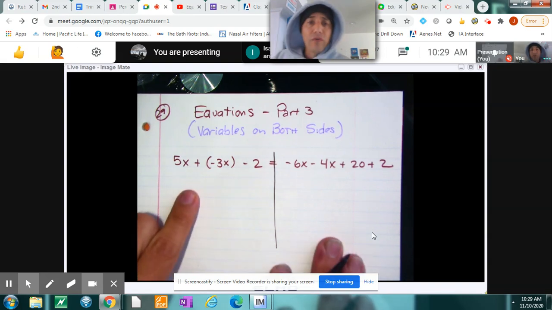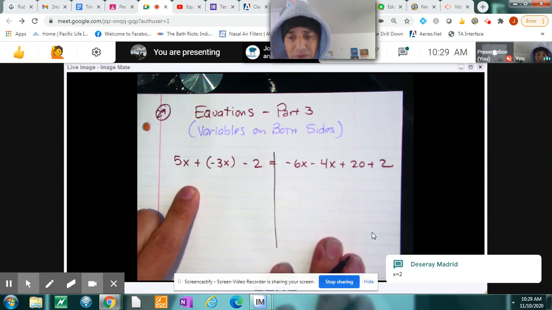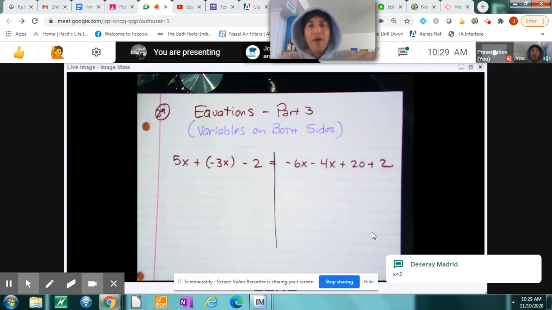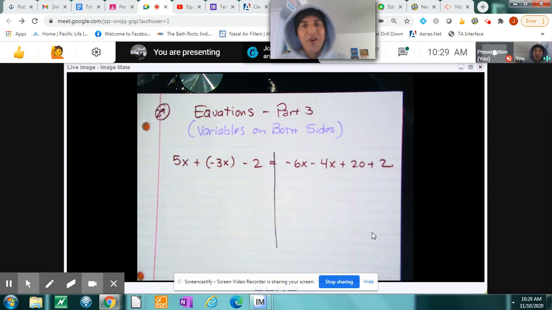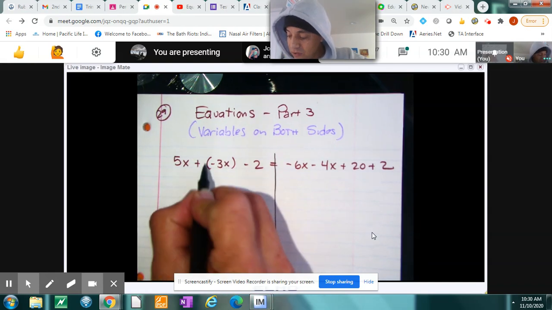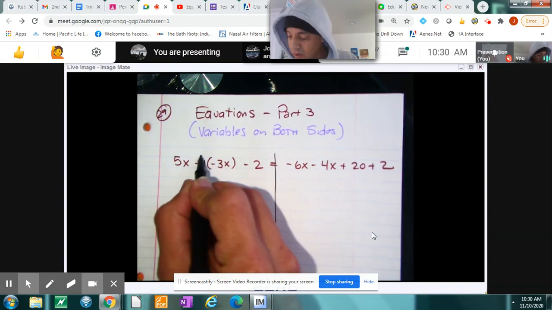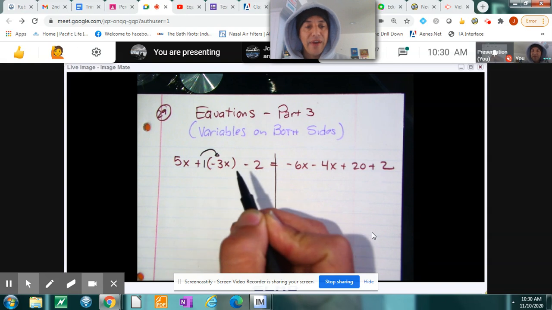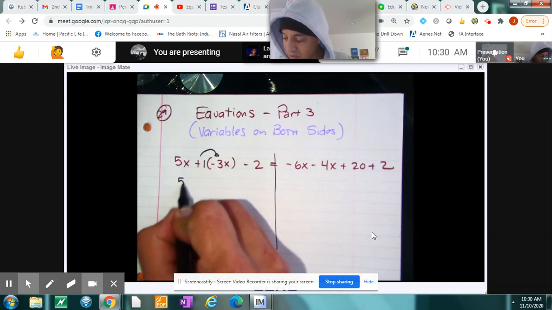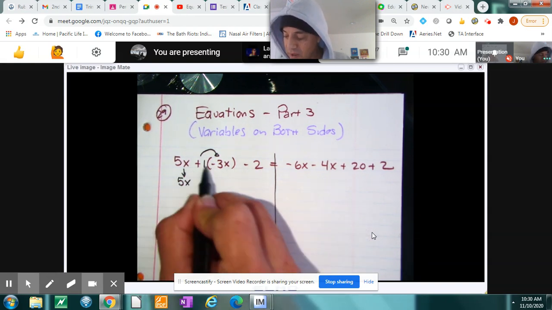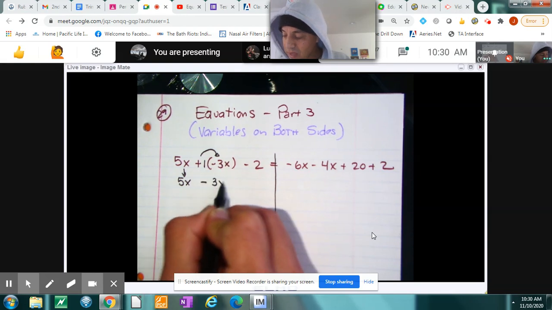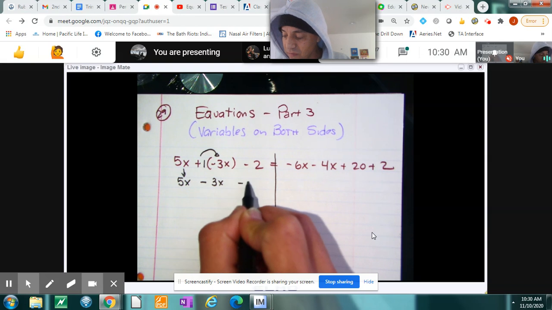So now what do you look for? Parentheses, right? Yeah, that's good. So then what do you do? You look for a parentheses. So I'm going to put a 1, right? So this is a small multiplication. So then this is 5x, we just drop it down. Positive times negative is negative. 1 times 3x is 3x. And then minus 2, we leave it alone.